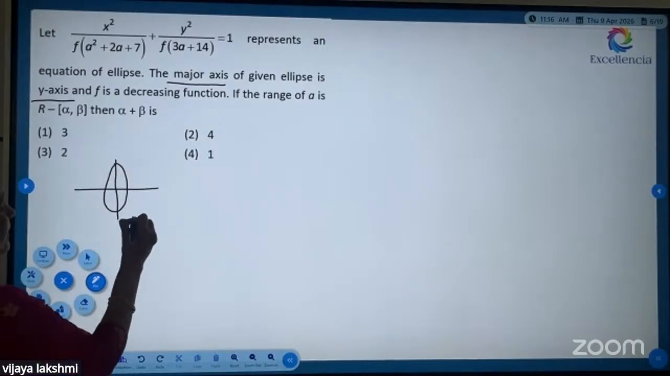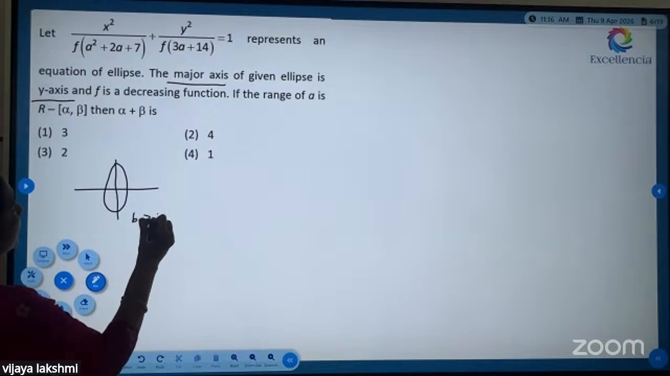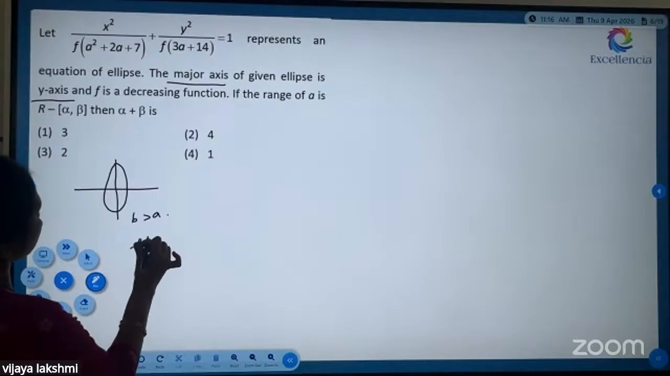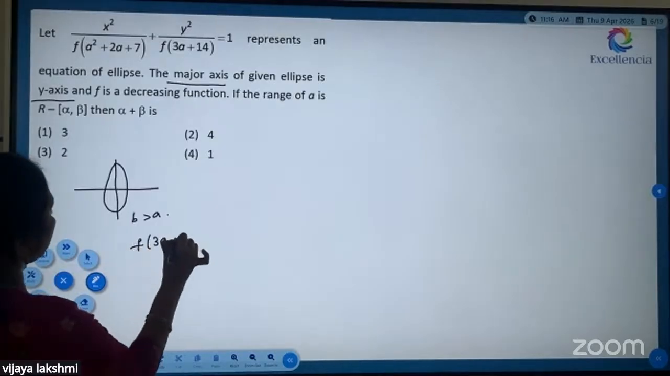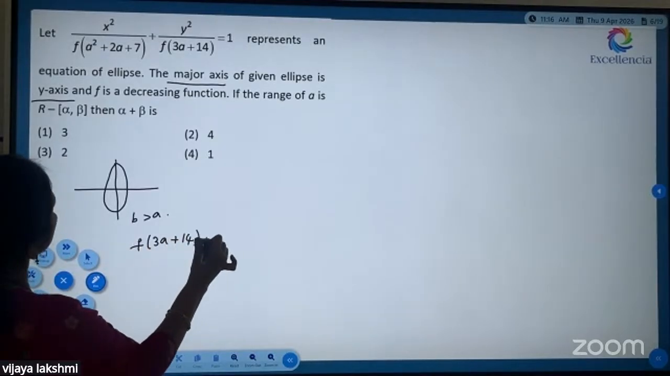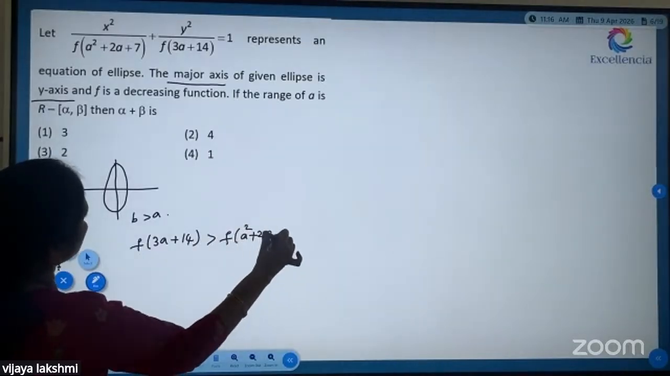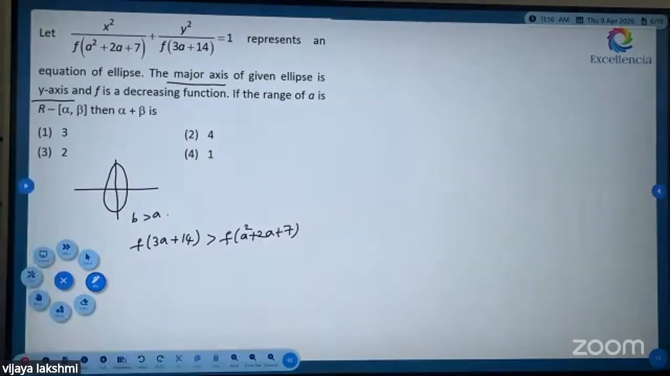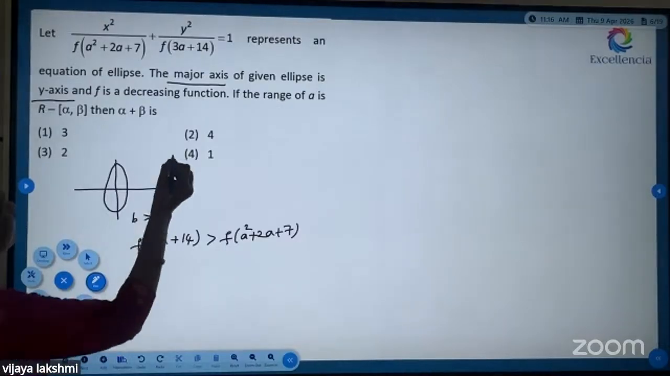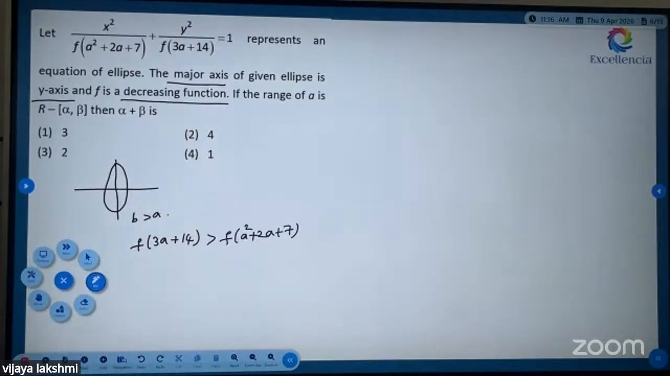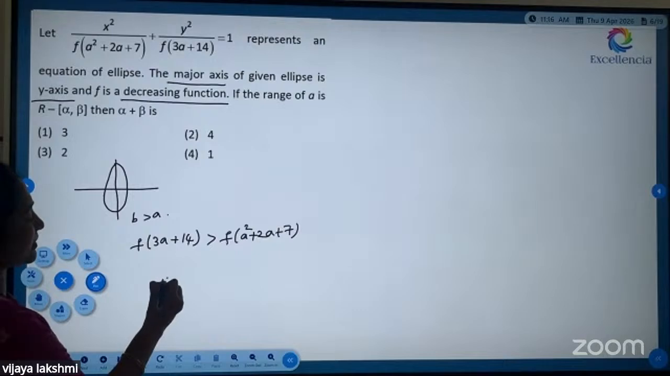That means in this case, b is greater than a. That's why we will consider b square greater than a square, and we will write it: therefore 3a plus 4b greater than a square plus 2a plus 7, therefore 3a plus 14 greater than a square plus 2a plus 7. But what they have given in the sum is that it is a decreasing function. That's why we can continue.